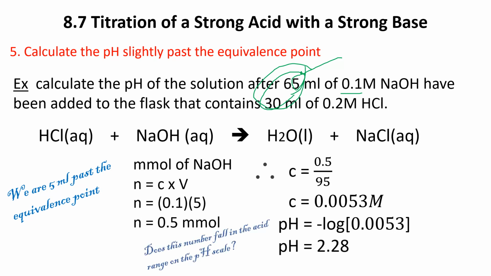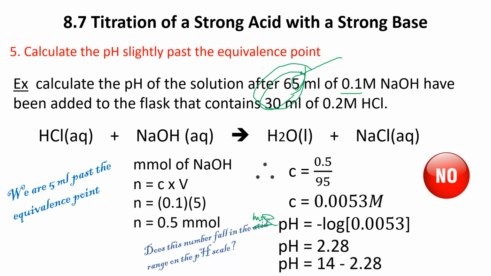Now, does this fall in the basic range? It should say basic here because this solution's basic. It shouldn't say acid here. So does 2.28 fall in the base range? No, it doesn't, which means there's an extra step. We just need to take 14 and subtract 2.28. In fact, we didn't figure out the pH here.